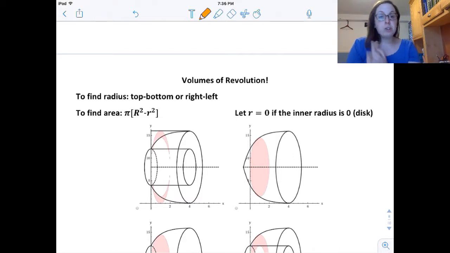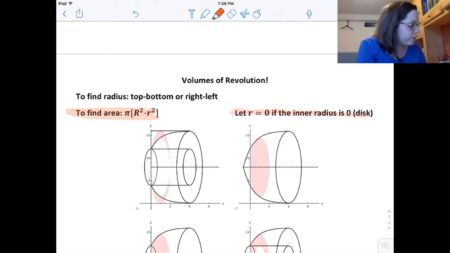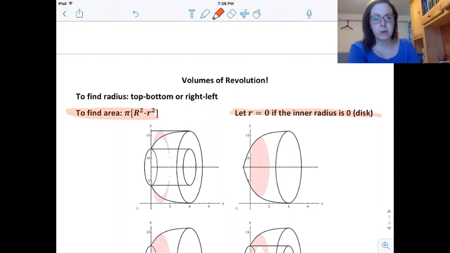If you get washers versus discs, go for it. But if you're struggling, treat everything like a washer. And we'll let the inner radius equal 0 if it's a disc, right? There is no other inner radius. So let me show you an example of what I mean by that.